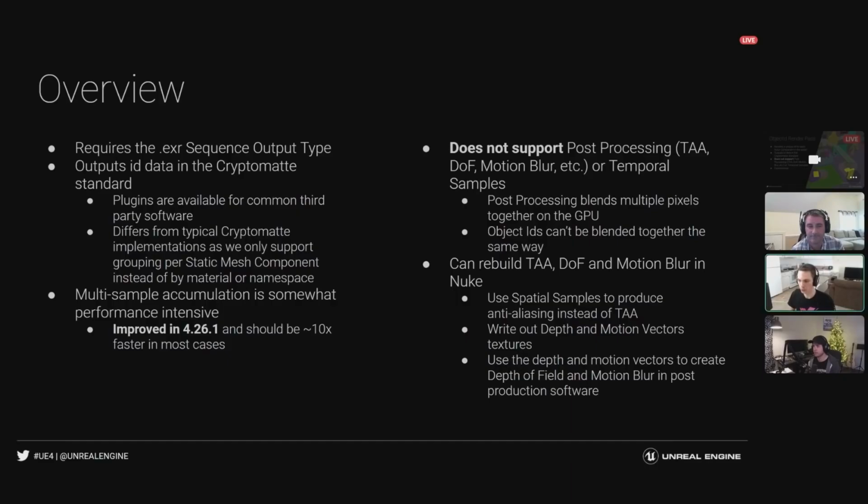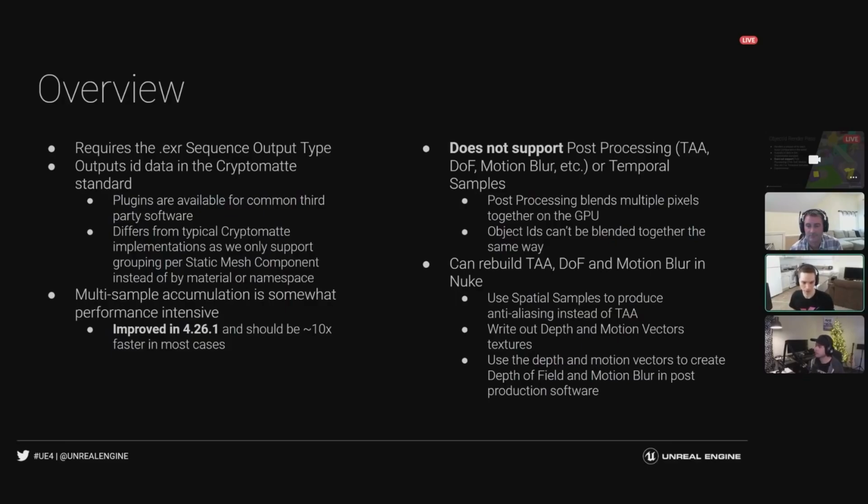Okay. So one thing, if you're used to using Cryptomatte in other engines or other software: obviously, as we mentioned, no post-processing support. So that's going to be kind of different. We only support grouping per component. It's a static mesh component, but it really means every component. So that means you can't get a per material or a per namespace ID as you may be able to in other software. Instead, you'll get something like static mesh 0, which is your TV, wall 1, which is your wall, things like that. Performance is, the accumulation is somewhat performance intensive.